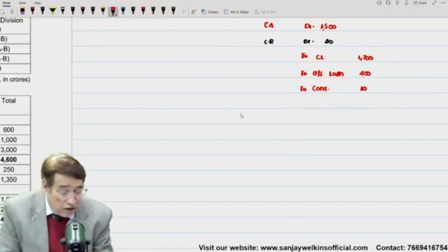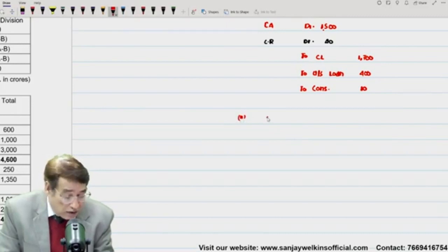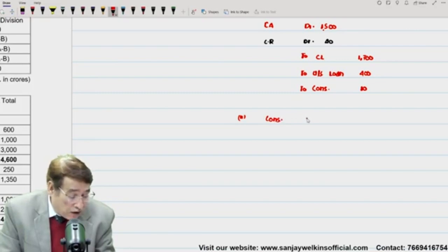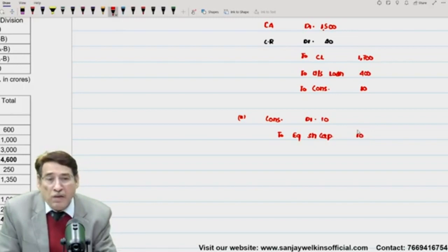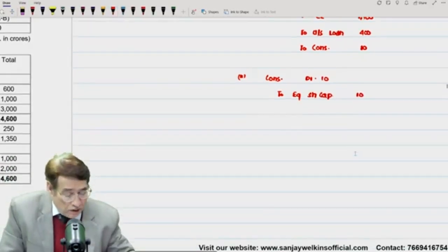After the first entry, you are going to now discharge the consideration. When you are going to discharge the consideration, your entry will be consideration account debit 10 crores. And you are discharging the consideration through equity share capital. You are going to write here to equity share capital, and equity share capital will be equal to 10. Is it clear? Right, sir. Further.